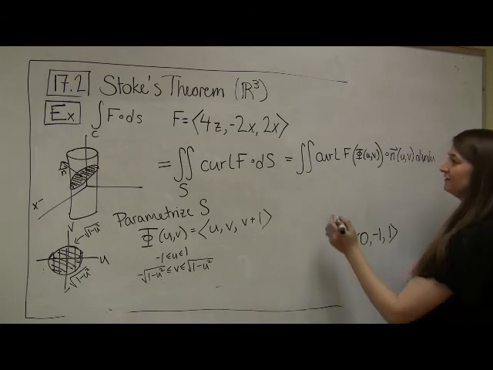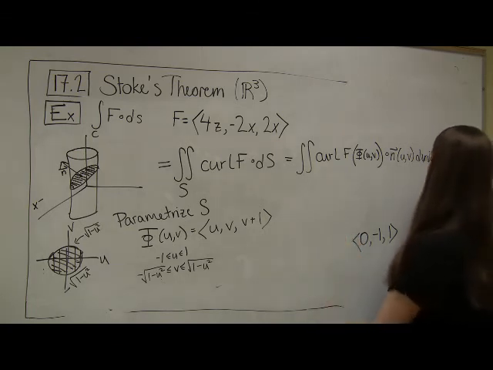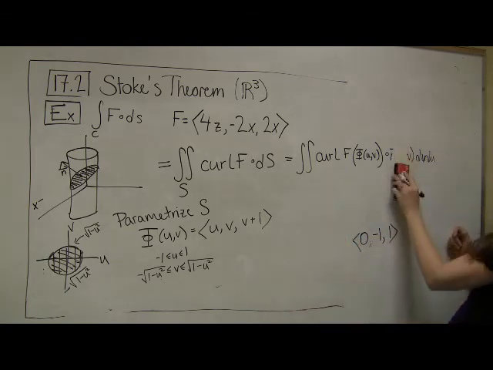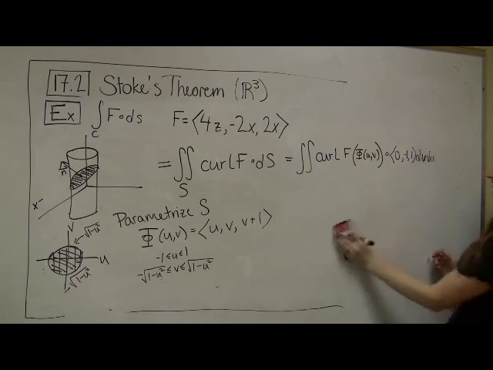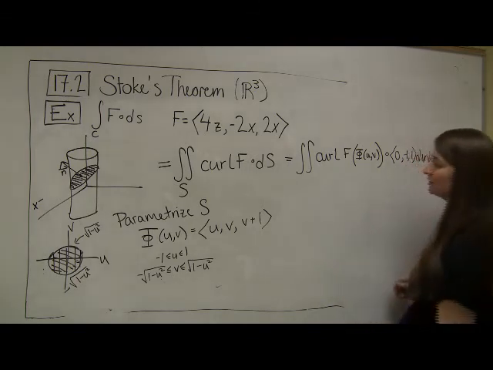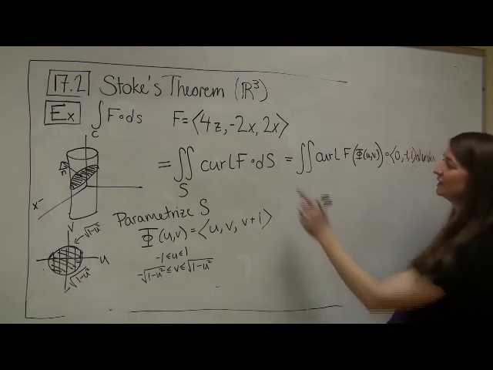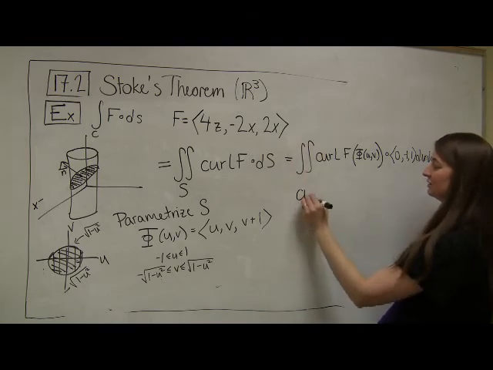What is the curl of f in this case? I'll just write in our normal vector right here, because we know what it is, and that way I won't lose it. It's 0, -1, 1. Great. So finally, computing the curl of f, maybe I should have done that first.